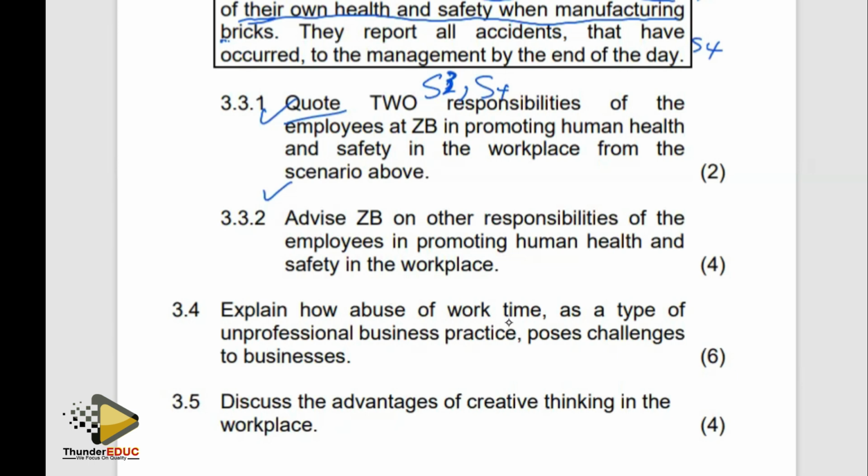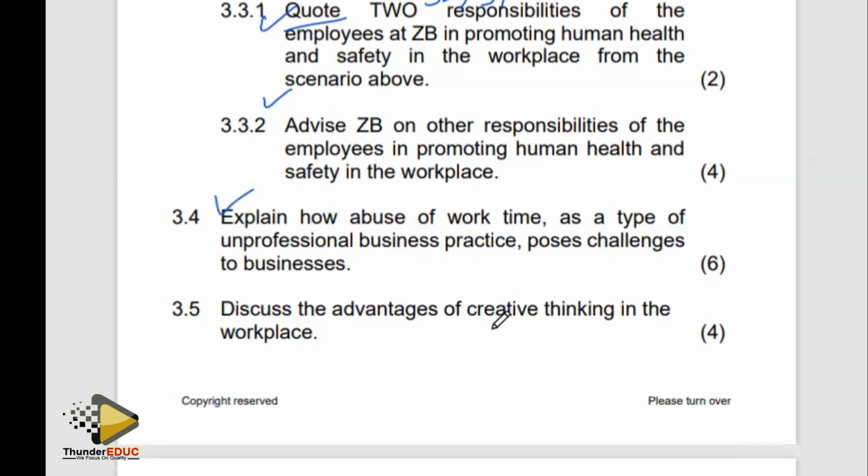Okay, right. So now let's check 3.4. So now 3.4 reads as follows. Explain how abuse of work time as a type of unprofessional business practice poses challenges to businesses. So now this may actually pose a challenge. Why? Because it may result in many employees often abusing time. Abuse of work time could result in losing customers or not meeting the deadlines. So now also wasting time costs the business money and affects productivity. So it means that effective customer services may not be rendered, resulting in a negative image of the business.